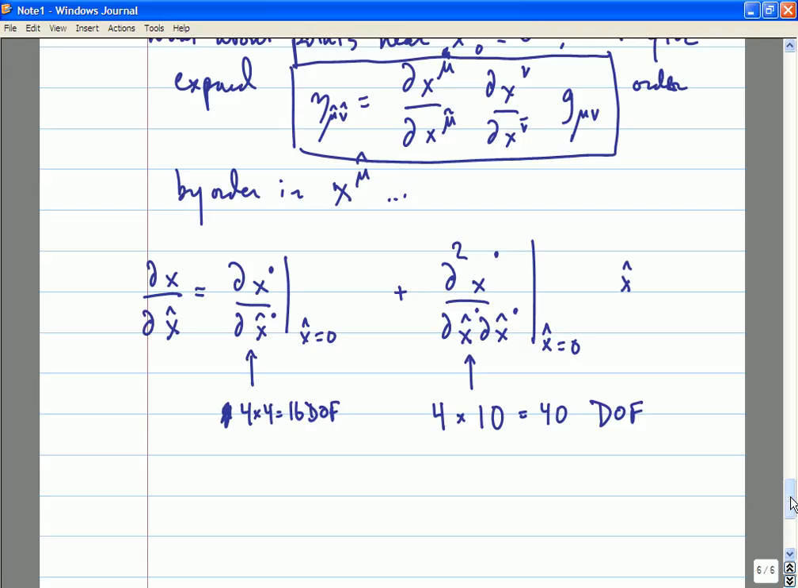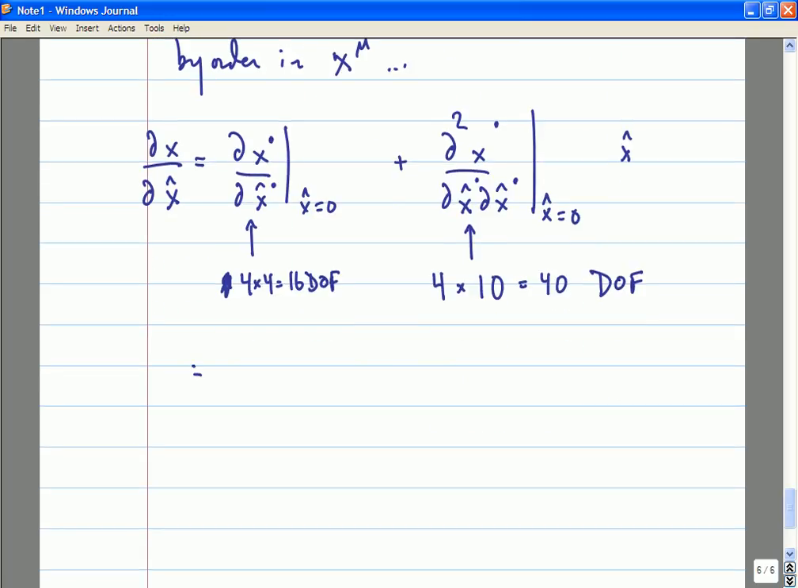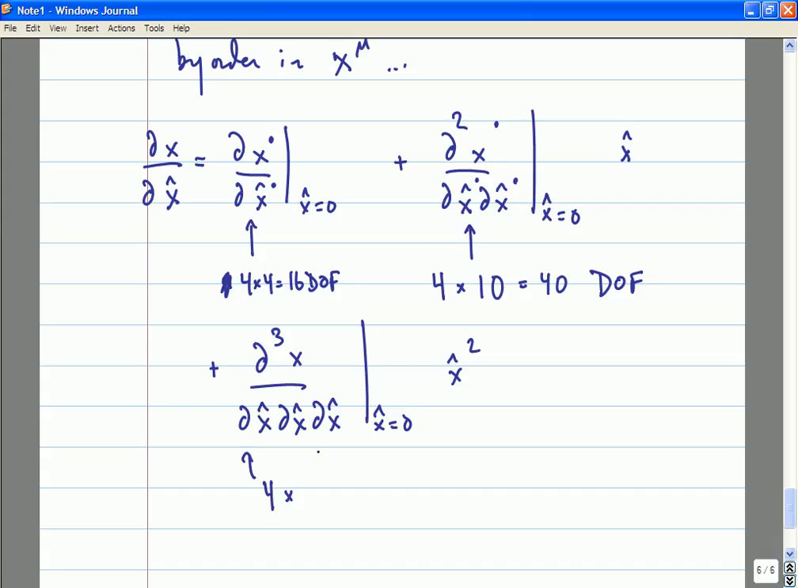And then we could expand to the next order in x hat. There'll be something involving the third derivative of x with respect to x hat, evaluated at x hat equals 0 times x hat squared. I'm dropping all of my indices here. And how many degrees of freedom are in this guy? Well, the number of degrees of freedom is 4 times the number of degrees of freedom in a symmetric 3-index object. So how many degrees of freedom are there in a symmetric 3-index object?